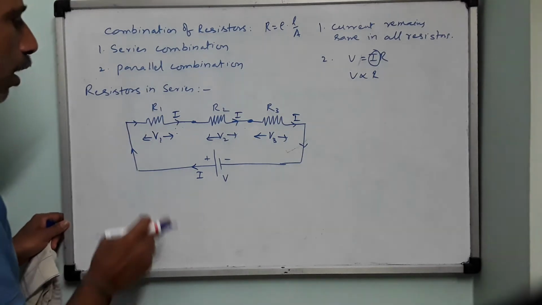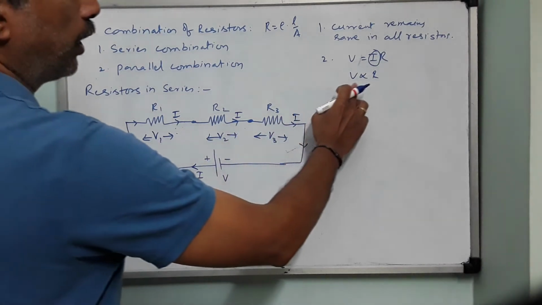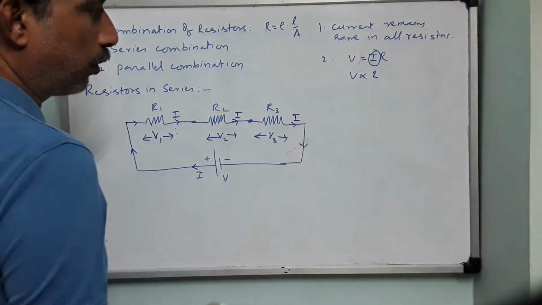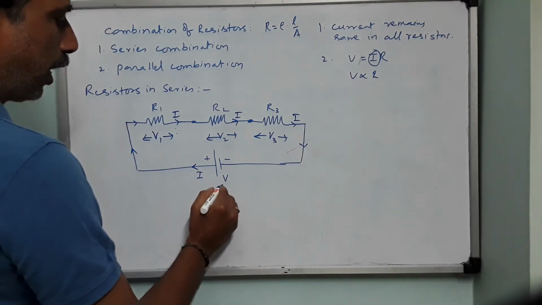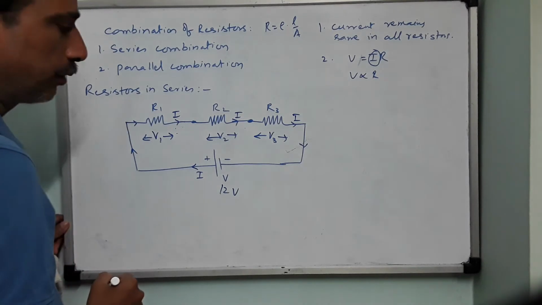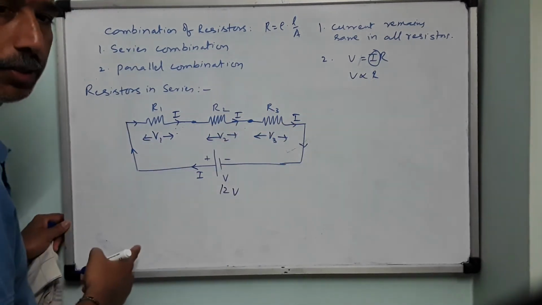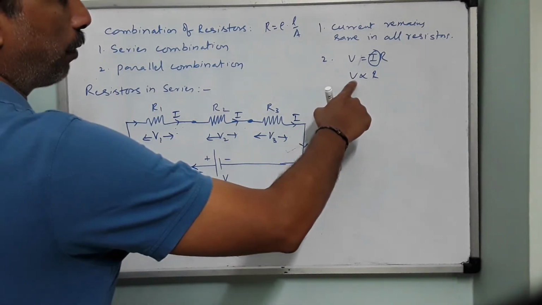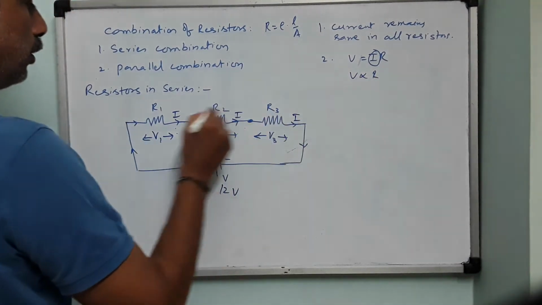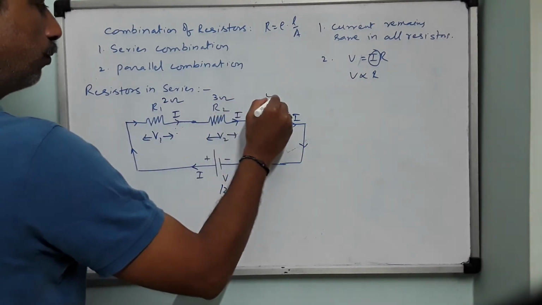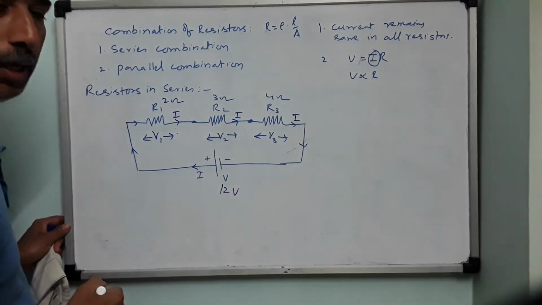Now, how will they share? They share in the direct ratio of their resistances. This is the equation, V proportional to R. Suppose I have a 12 volt battery here, and this 12 volt should be divided among these three resistors in direct proportion to their resistances. Suppose this is 2 ohm, this is 3 ohm, and this is 4 ohm. Accordingly, they will share the voltage.